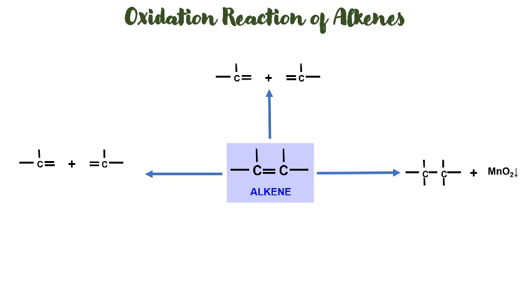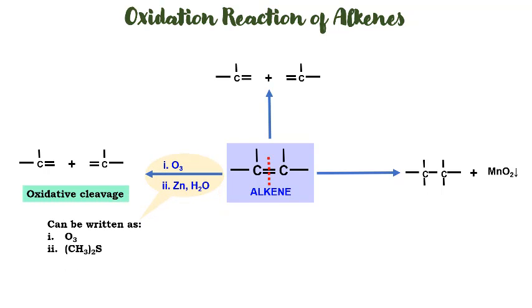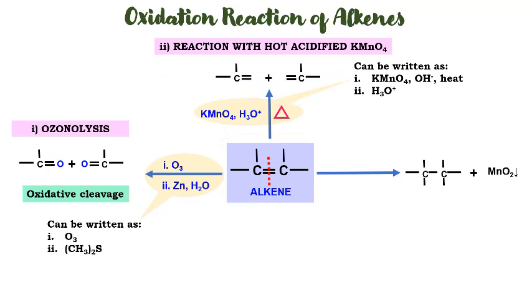When an alkene is treated with ozone, the double bond breaks and the carbons that were doubly bonded to each other are now doubly bonded to oxygen instead. The reaction is known as ozonolysis. The reaction of an alkene with hot acidified potassium permanganate will also undergo an oxidative cleavage.